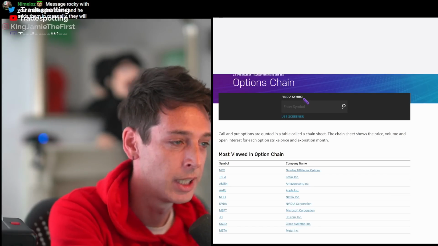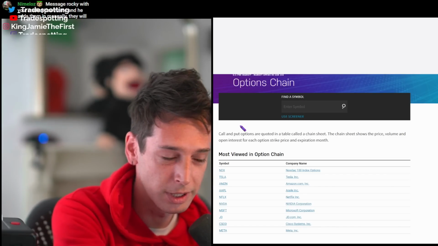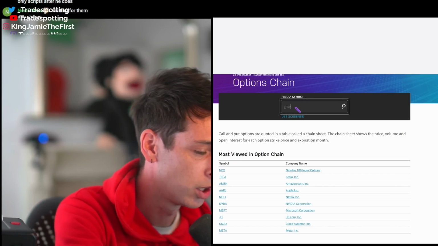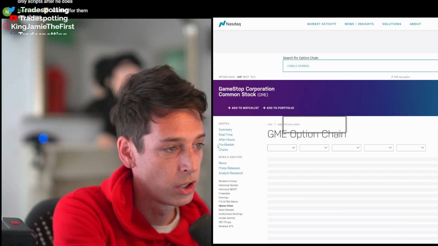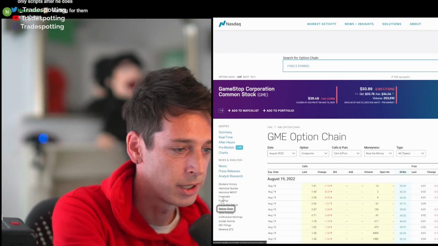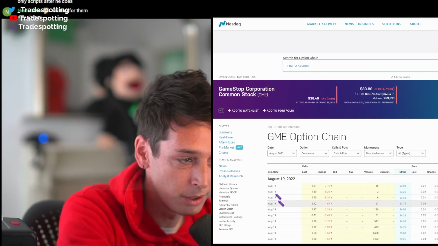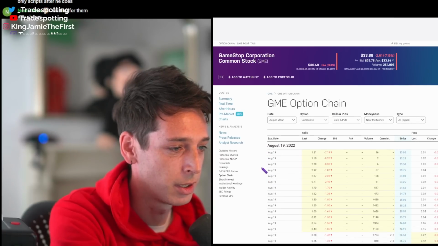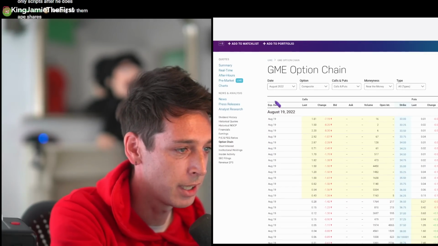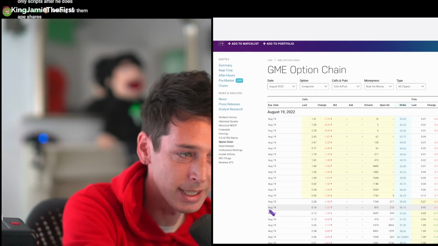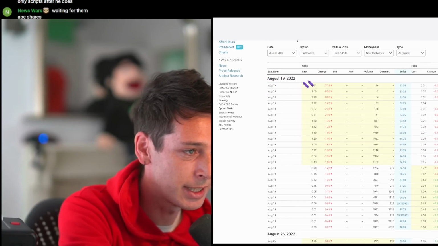For example, the nasdaq.com/market activity website, where you go to find your ticker for your option chain. Down here, you click on this option chain menu, and if you don't already load up the option chain when you first search the ticker, it will come when you tap that button. Here you have August 19th, 2020. That's the expiry, and you've got these listed all the way down.